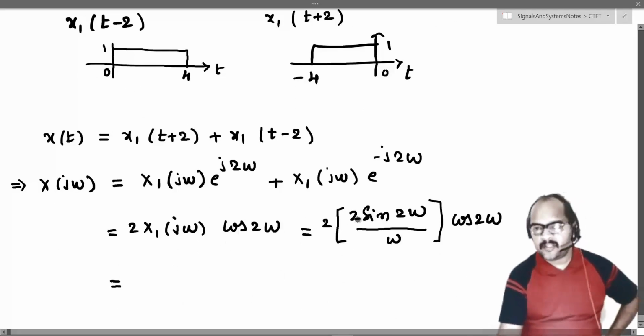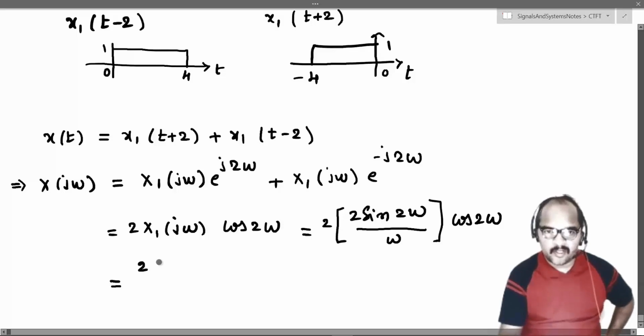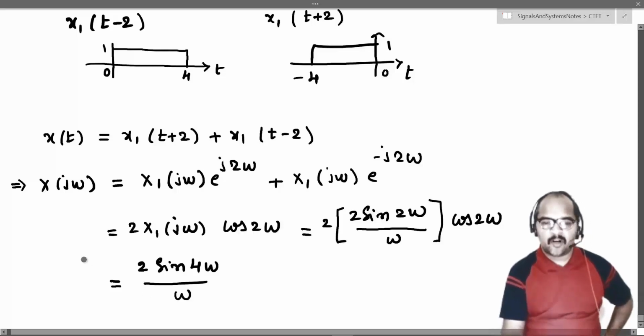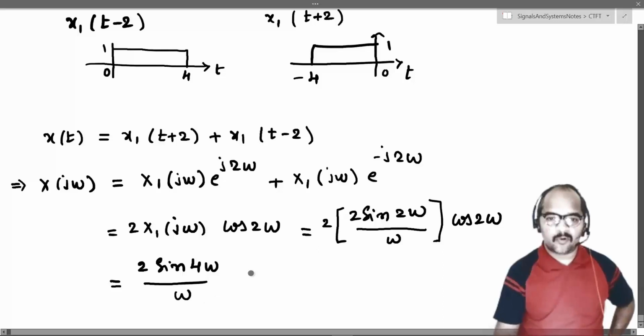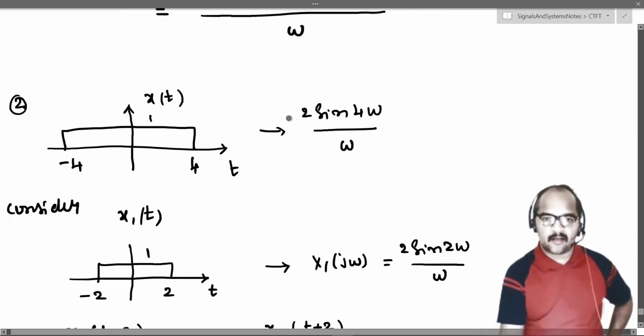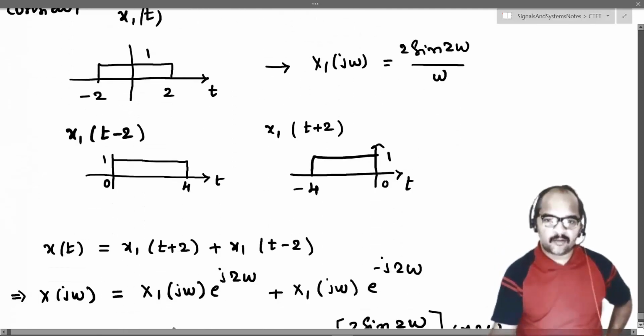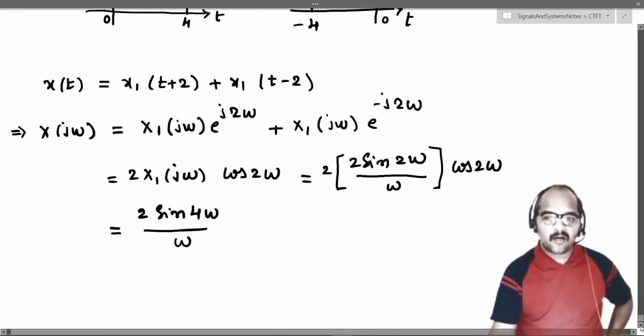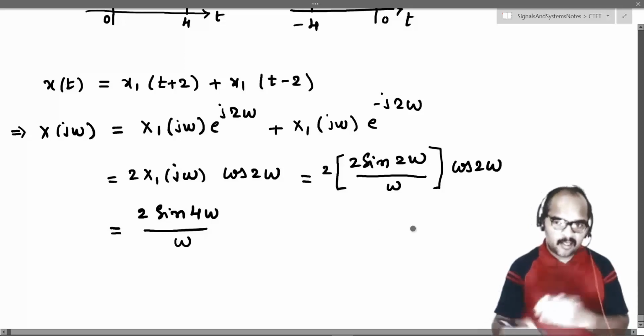How is this looking? 2 sine A cos B, which is nothing but sine 2A. So you will get 2 times sine 4 omega divided by omega. So we got x of j omega to be 2 sine 4 omega by omega. Clearly, directly you get this, and by using the time shifting operation also we got the same answer, 2 sine 4 omega by omega. In that way we can use linearity and time shifting property in sync with each other.